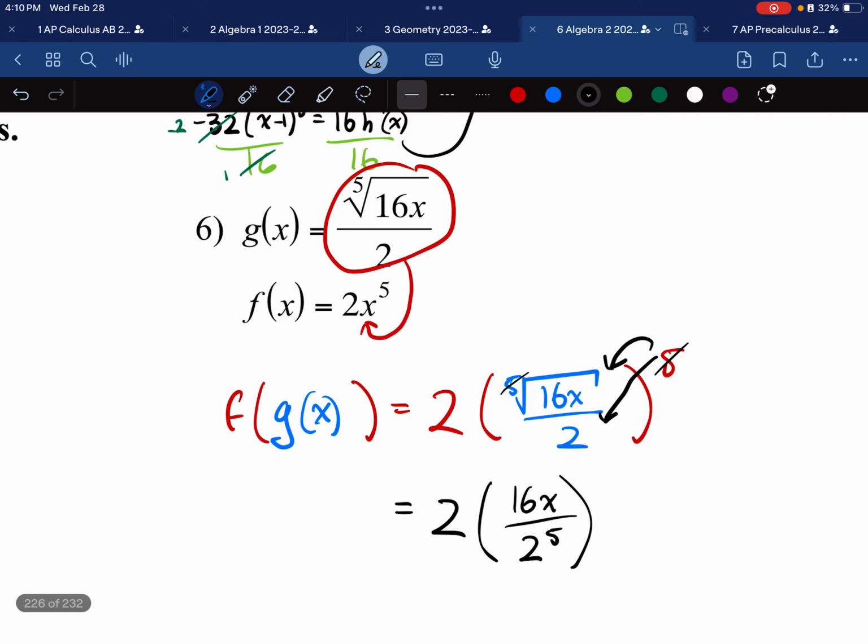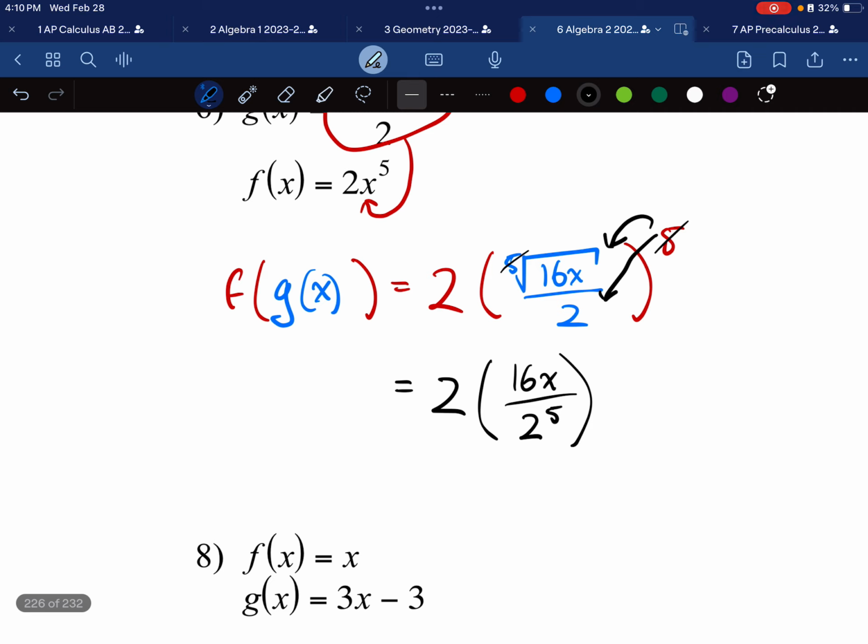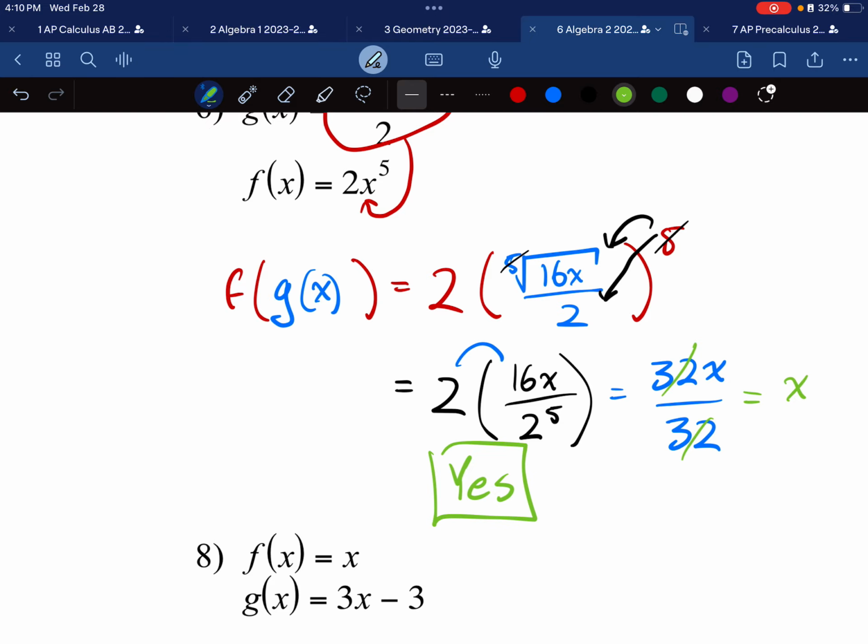So from here, I'm going to multiply. I can now say this 2 times 16 is 32, so I have 32x on top. What about the bottom? What is 2 to the power of 5? That's 32. Oh, and check this one out. 32 and 32 cancel, leaving you with an x. The answer in this case is yes, this is an inverse. And I'll box that.